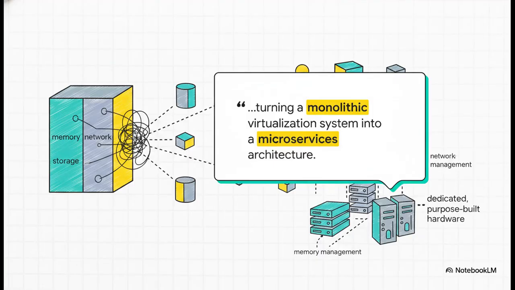This foundational hardware shift kicked off with the C5 instances back in 2017. And I absolutely love this quote from the source material. It says this was about turning a monolithic virtualization system into a microservices architecture. I mean, that really hits the nail on the head. That is the core philosophy of Nitro.